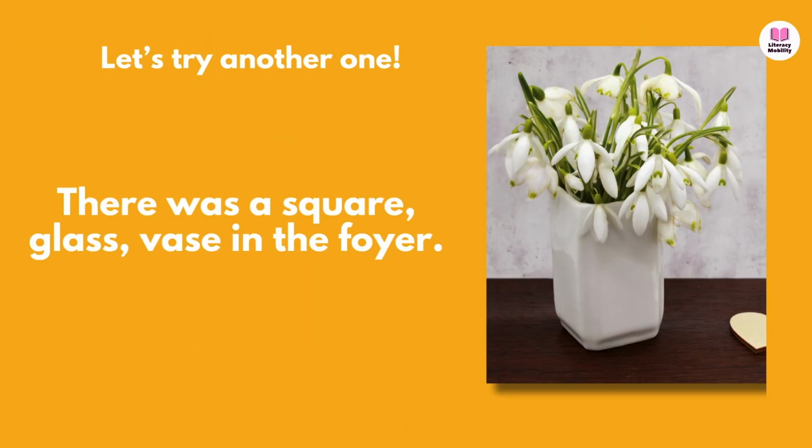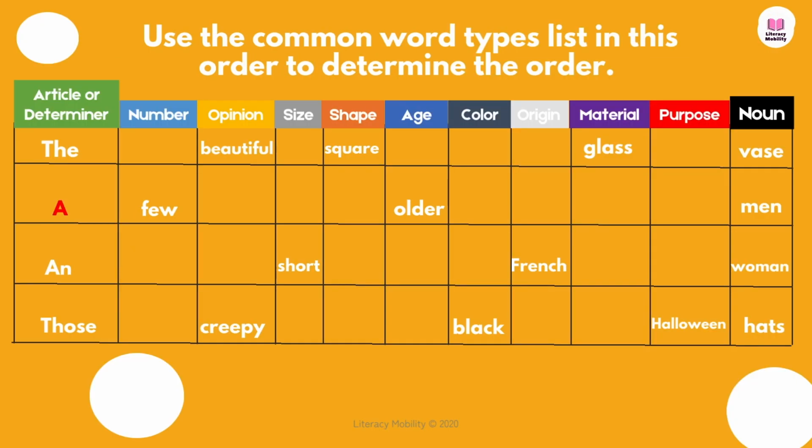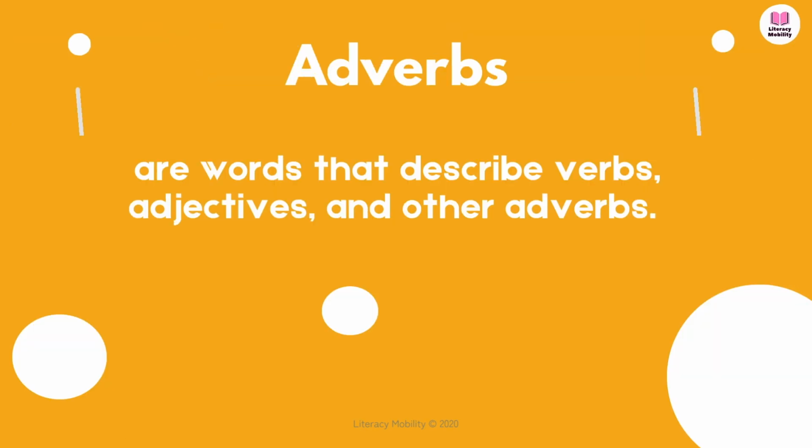Let's try another one. There was a square glass vase in the foyer. The first adjective we would use would be the article or determiner a. Our next adjective in order of adjectives would be shape, and in this case, square. Next, we would use material. Well, the vase was glass. Lastly, you have your noun.